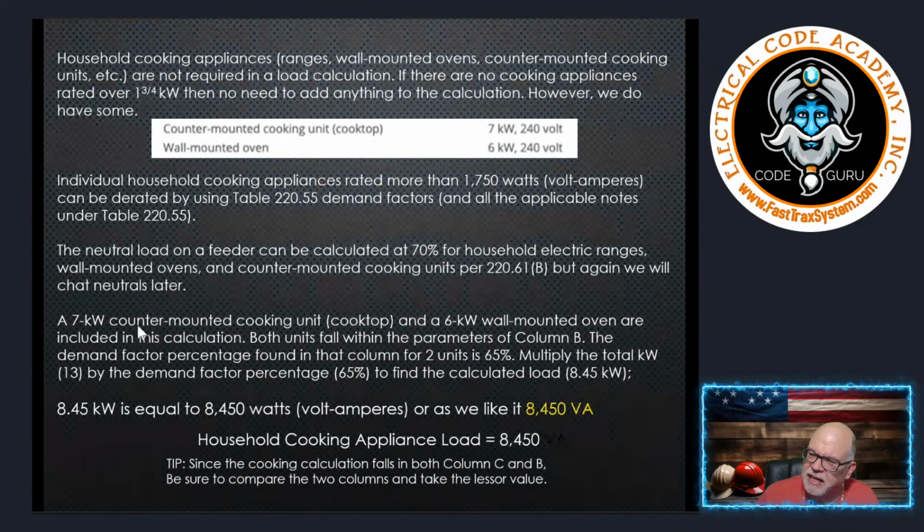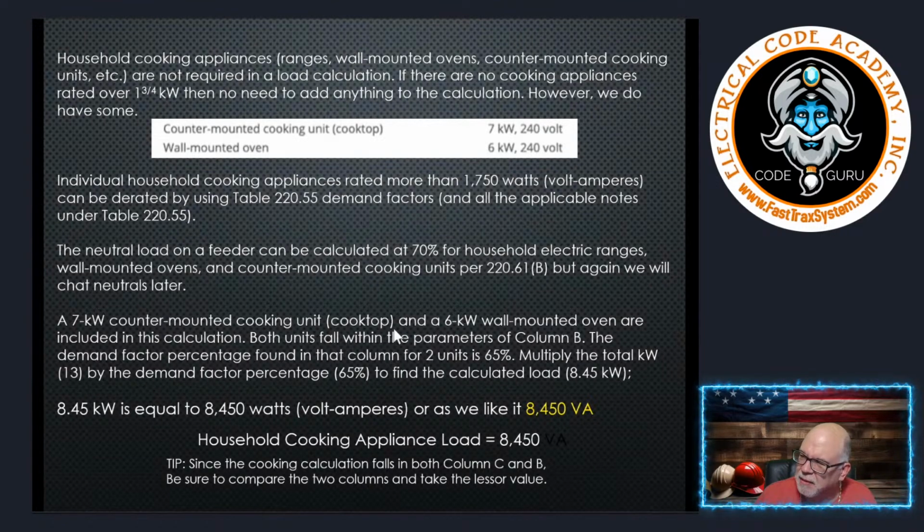We've got a 7 kW counter-mounted cooking unit, which is the cooktop, and we have a 6 kW wall-mounted oven. Kind of weird to have the cooktop greater than the oven, but it is what it is in our question. You'll notice something interesting here when it comes to the cooking appliances. Both of these fall under column B of 220.55. Both of them do, right? It falls between 3.5 and not more than 8 3/4. Both of these fall right in column B.